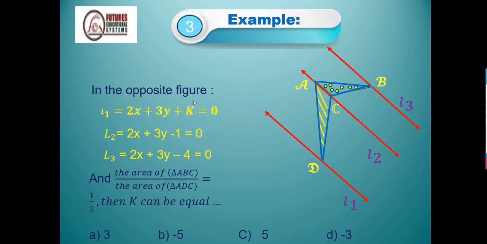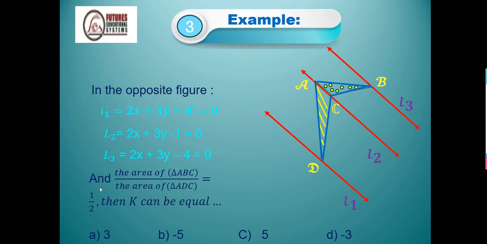In this example, in the opposite figure, we have the first equation, L1: 2x plus 3y plus k equals 0. That's the equation of the straight line L1. And the Cartesian equation of the straight line L2 is 2x plus 3y minus 1 equals 0. L3: 2x plus 3y minus 4 equals 0. The three straight lines are parallel to each other.